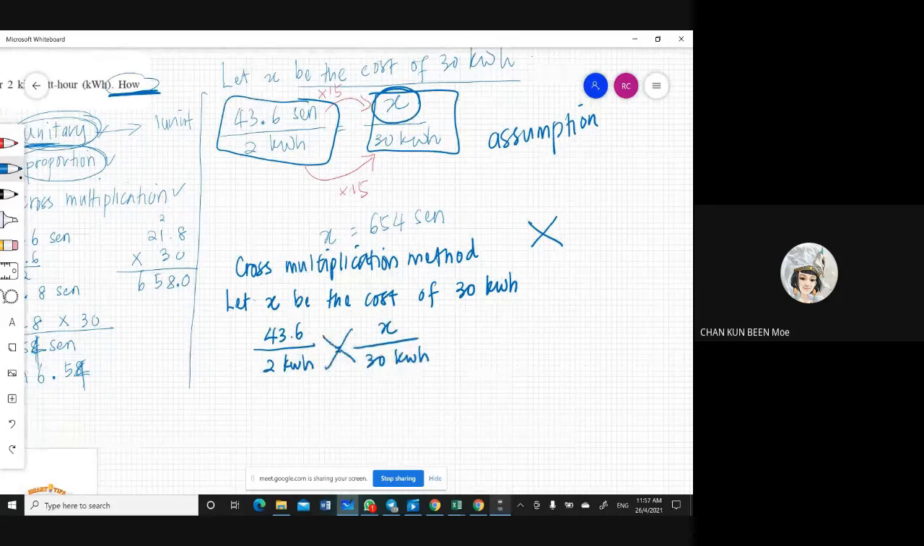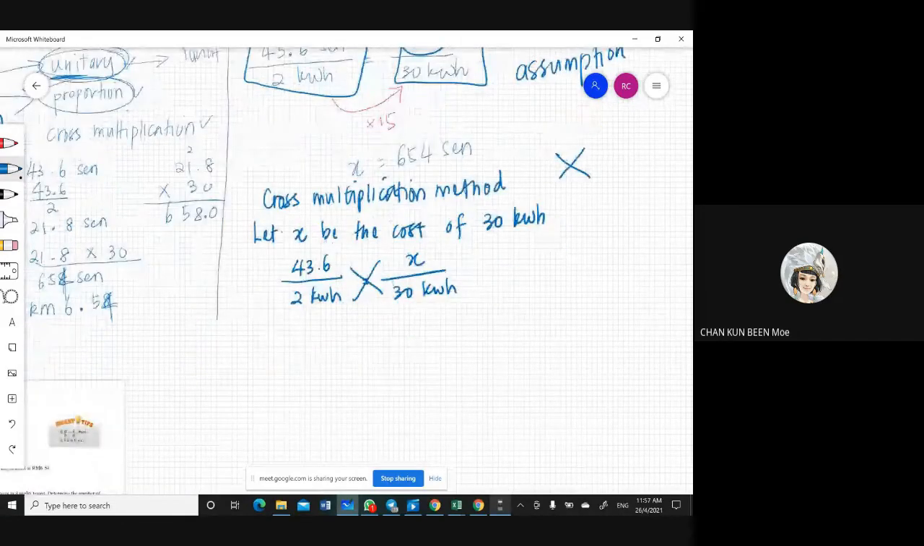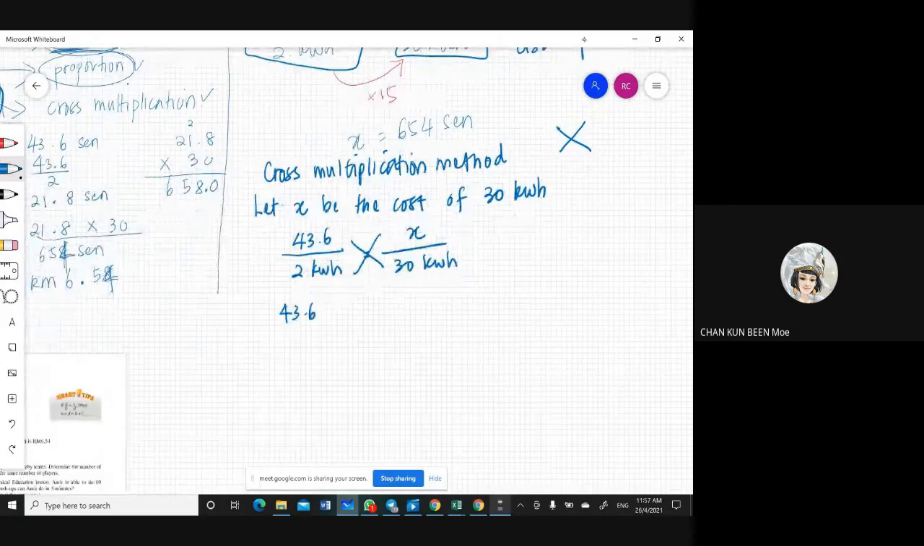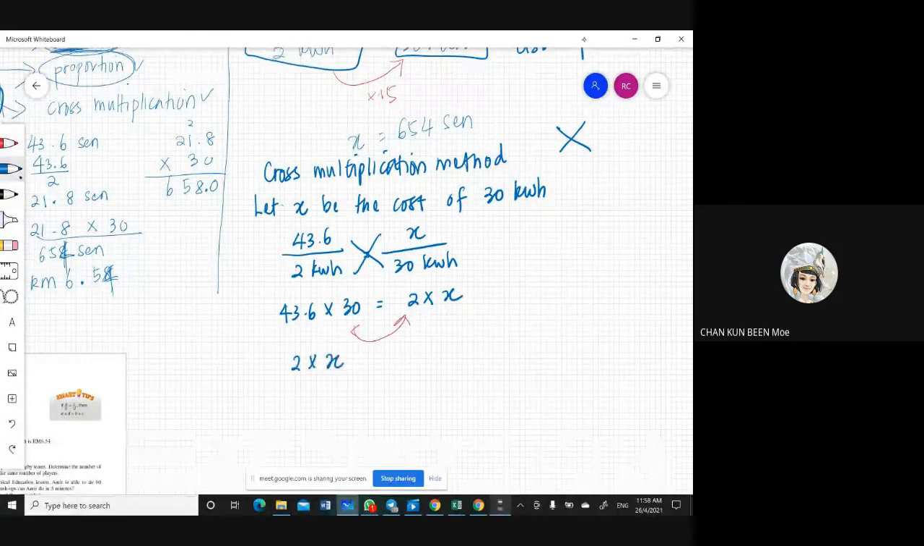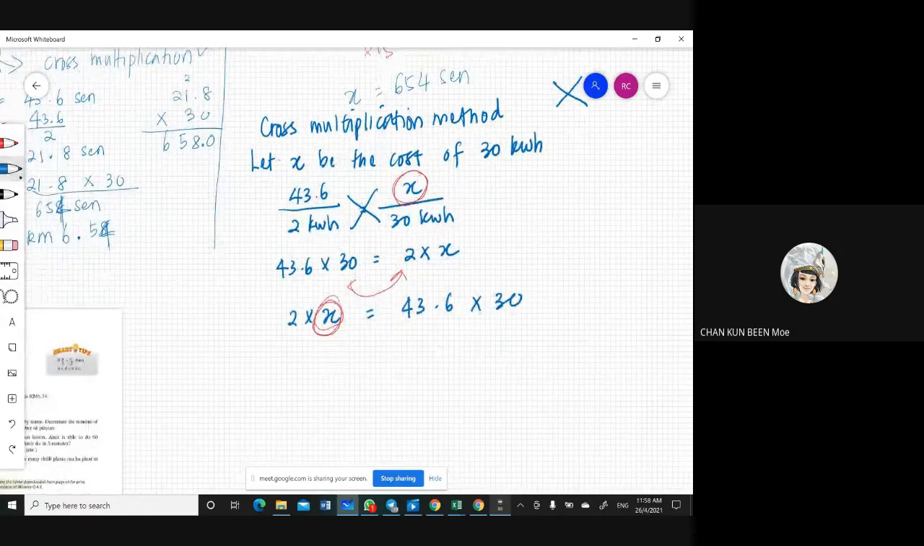So cross multiply means that we cross multiply like this. Therefore, it means 43.6 times 30 equal to 2 times x. Or we can write it as x equal to 43.6 times 30. You need to remember one thing here. We always write down the variable in front so that it's easier for us to do calculation later on. Okay, so I'm going to continue with this part here.